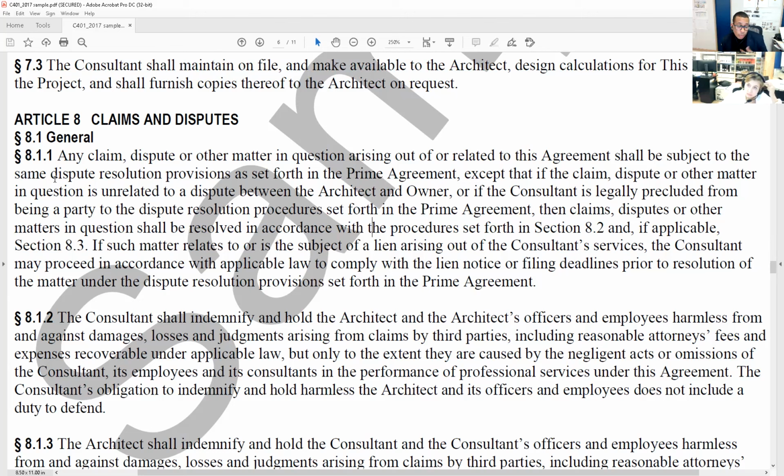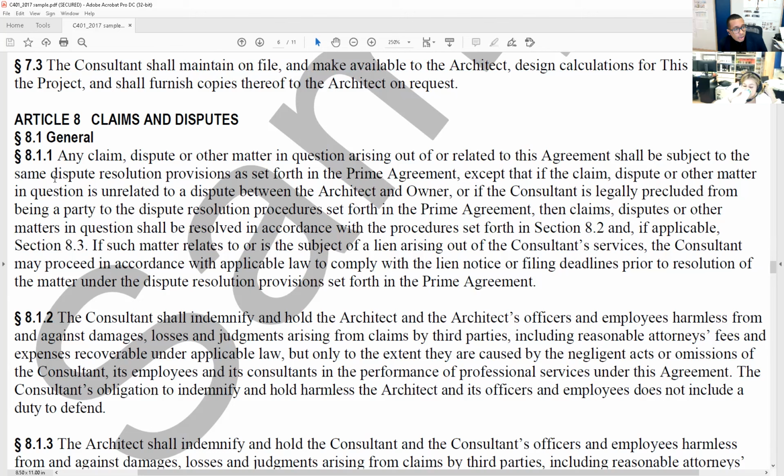So any claim, and correct me if I'm wrong, any claim, dispute, or other matter in question arising out of or related to this agreement shall be subject to the same dispute resolution provisions as set forth in the prime agreement. Remember those? Mediation, arbitration, litigation, such and such, the same thing. And those are already determined there, so we don't even have to determine them here. Except that if the claim, dispute, or other matter in question is unrelated to a dispute resolution between the architect and the owner, or if the consultant is legally precluded from being a party to the dispute resolution procedures set forth in the prime agreement, the claims, disputes, or other matters in question shall be resolved in accordance with the procedures set forth in section 8.2. They have their own section. And if applicable, section 8.3.